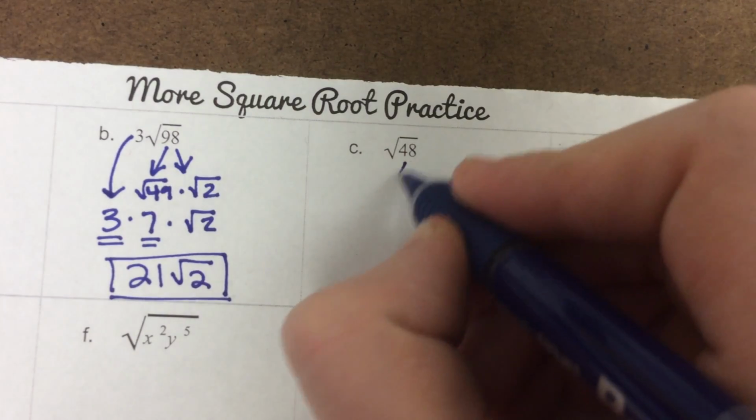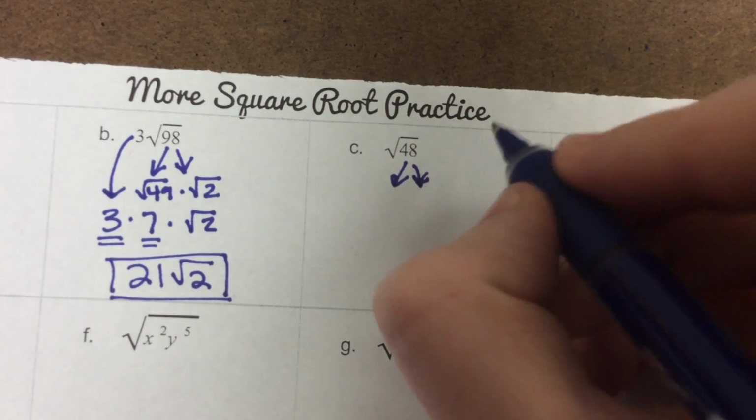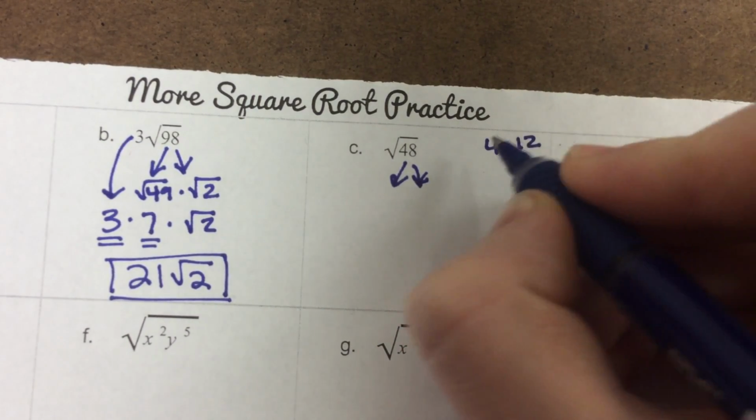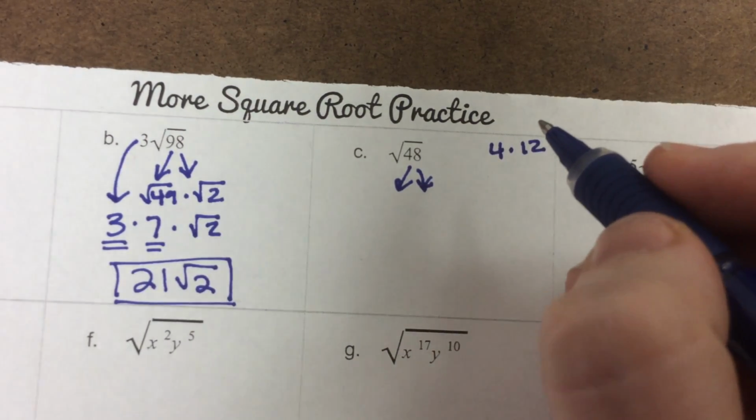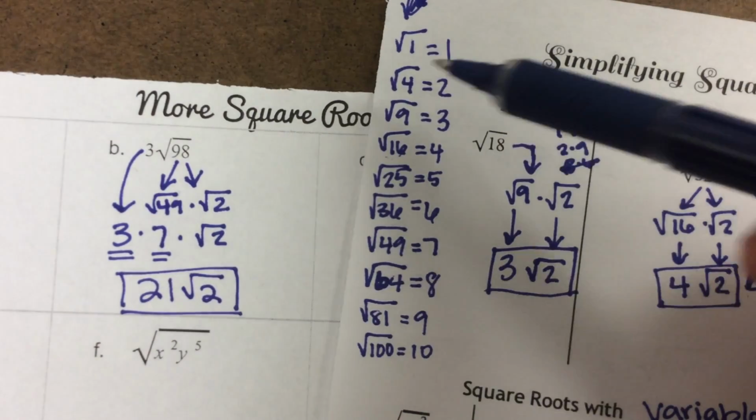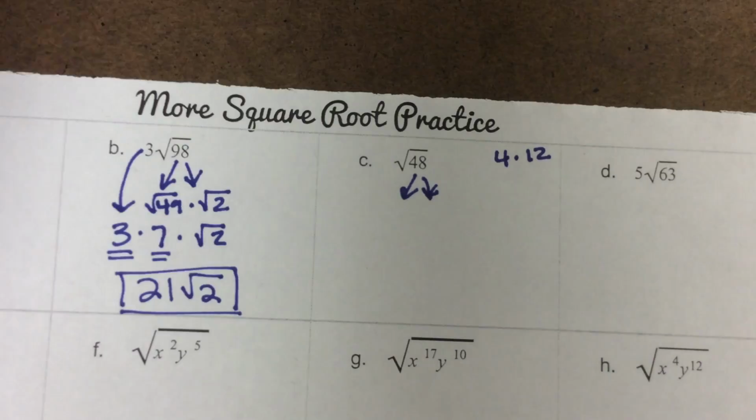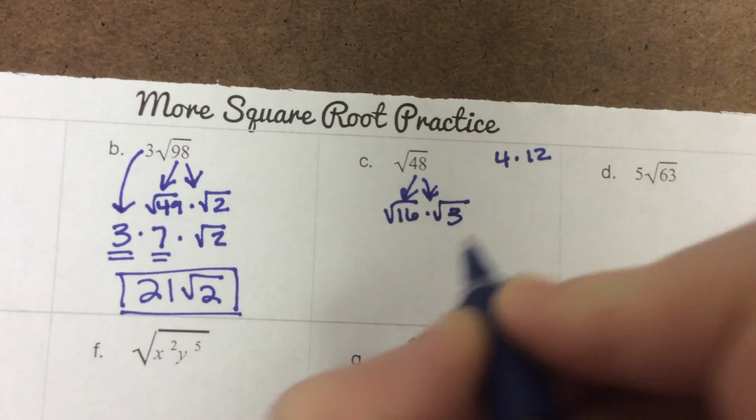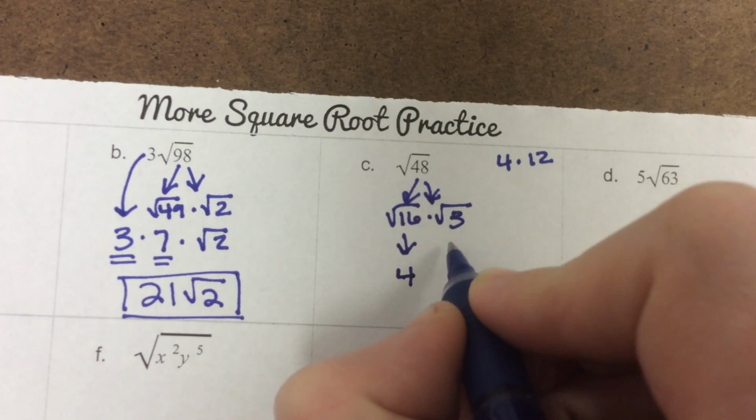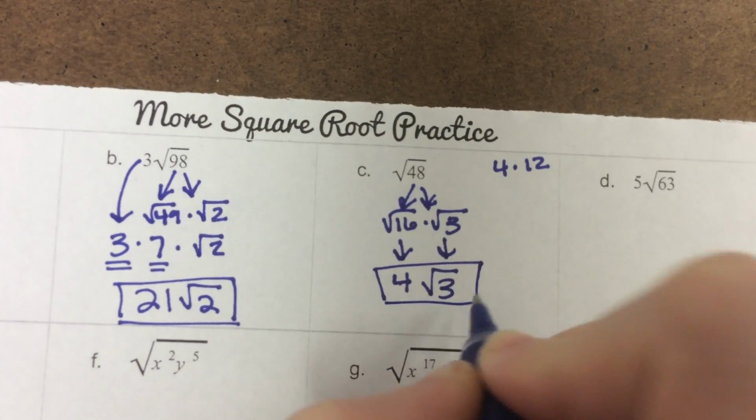On C, the square root of 48, okay? A lot of times I'll have students say 4 times 12 is 48. We can take the square root of 4, so we could do that. Is there another number that goes into 48 that's bigger, that's a perfect square? So I look at my list of perfect squares, and I recognize that 16 goes into 48. How many times does 16 go into 48? 3 times. So the square root of 16 is 4. The square root of 3 is the square root of 3. And we're done there.